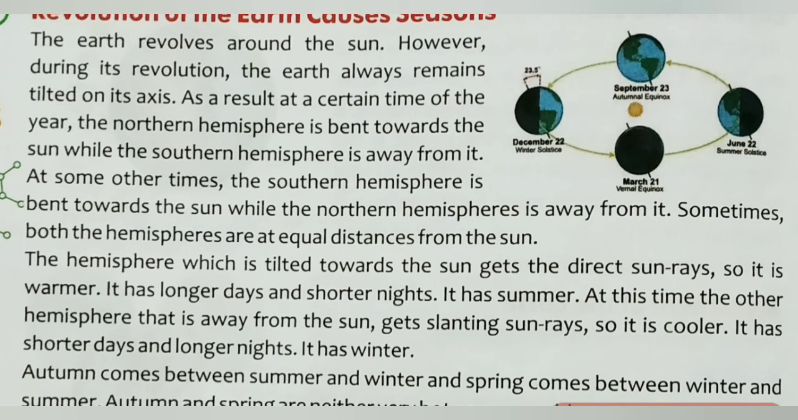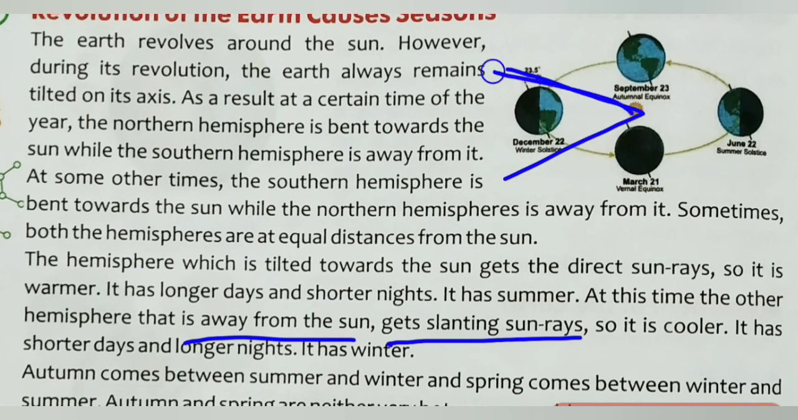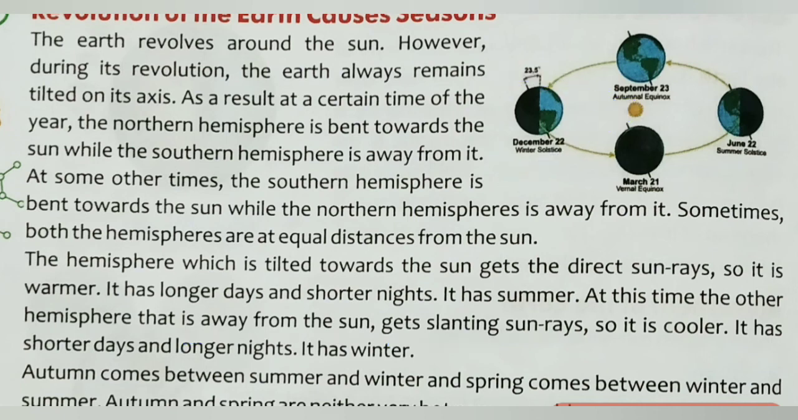At the same time, the other hemisphere, which is away from the sun, gets slanting sun rays. Slanting means tirchi, like in this way. So it is cooler and it has shorter days and longer nights, so it causes winter. It was about the two seasons, summer and winter.